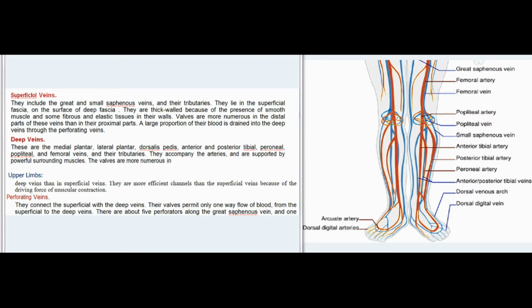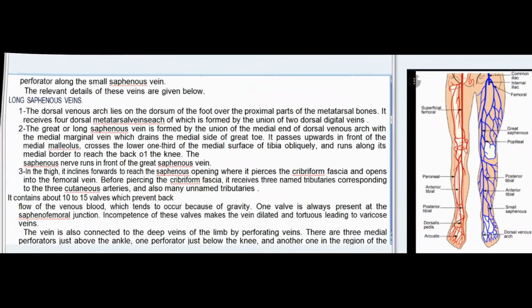Perforating veins. They connect the superficial with the deep veins. Their valves permit only one-way flow of blood, from the superficial to the deep veins. There are about 5 perforators along the great saphenous vein, and 1 perforator along the small saphenous vein. The relevant details of these veins are given below.